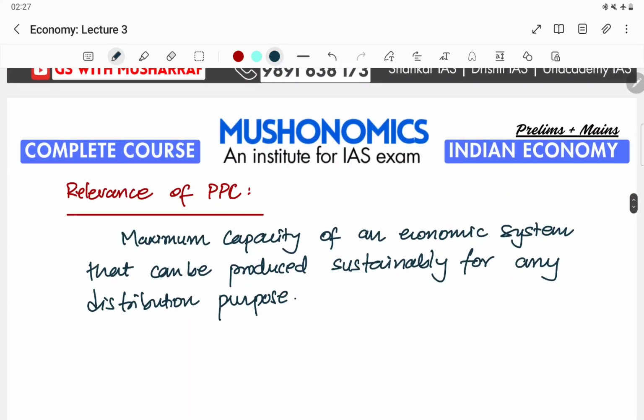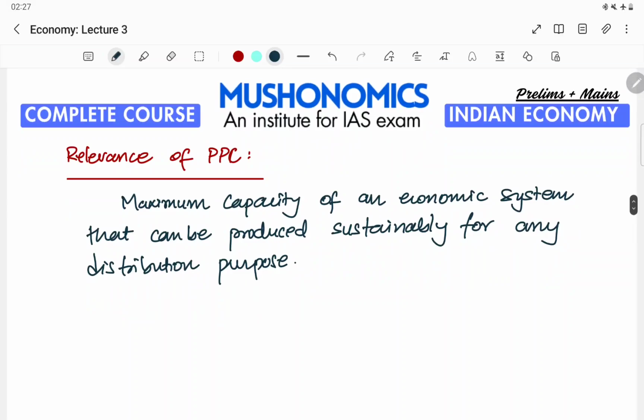Because when we see the debates on giving freebies, etc., what we can do sustainably, right? What we can distribute sustainably. So that is the relevance of PPC. We will discuss more about these freebies as we go deeper into the subject. Right now we can understand that the relevance of PPC is that it talks about the maximum capacity of an economic system that can be produced sustainably for any distribution purposes, right?